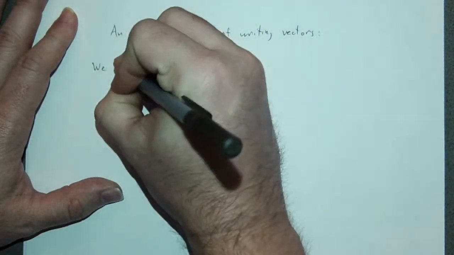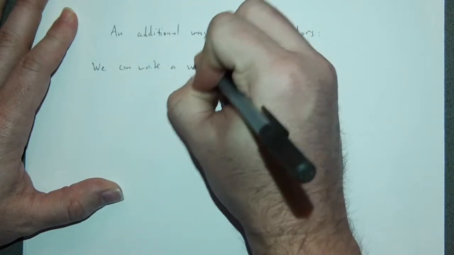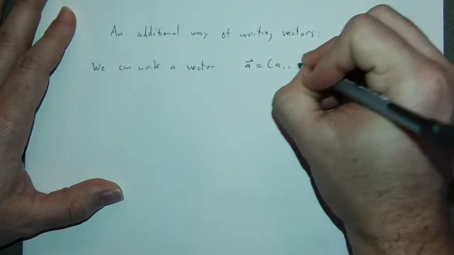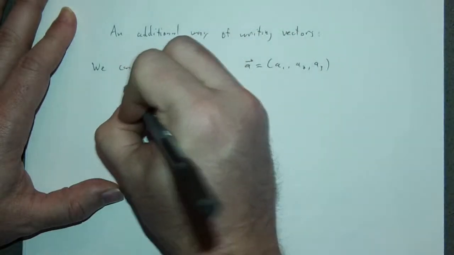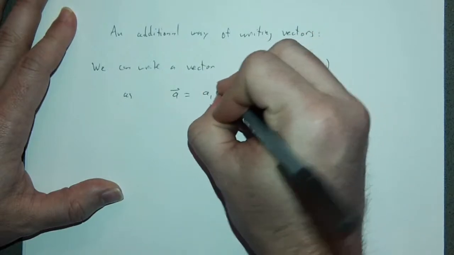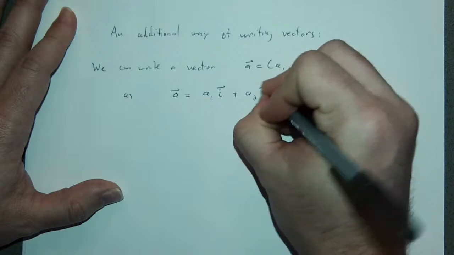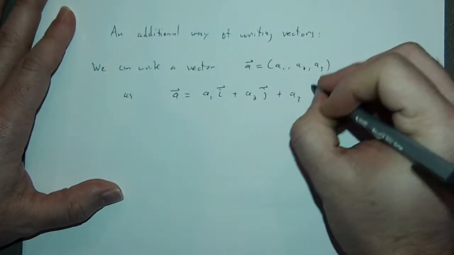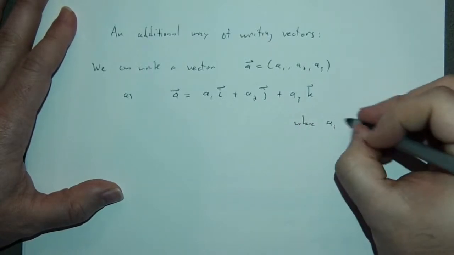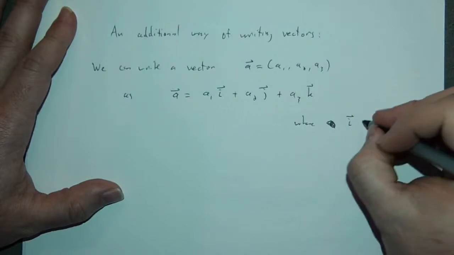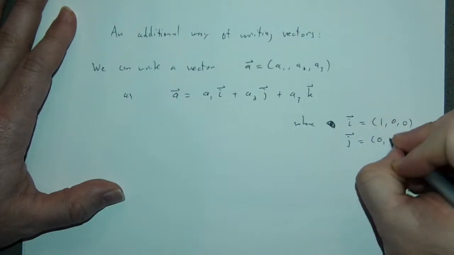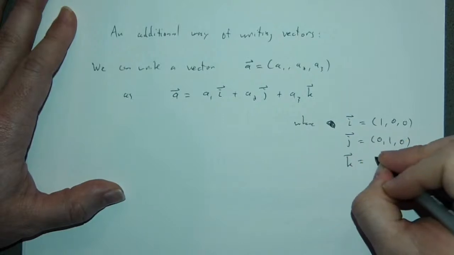So we can write a vector, let's say vector A, which is written in the normal way as (A1, A2, A3), as A = A1 times a vector i plus A2 times a vector j plus A3 times a vector k, where i is the vector (1, 0, 0), j is the vector (0, 1, 0), and k is the vector (0, 0, 1).